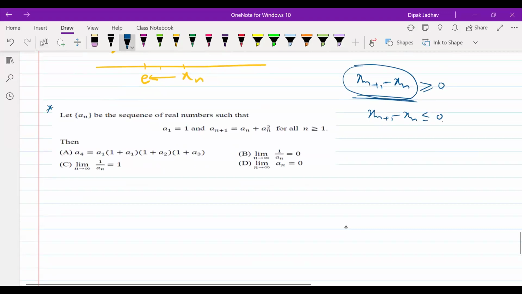Can you try this question? Here again is a slightly different pattern of a sequence. The terms of the sequence are defined by using recursion. a_{n+1} is defined by means of the previous term, a_n. So a1 is 1, and a_{n+1} is a_n plus a_n square.